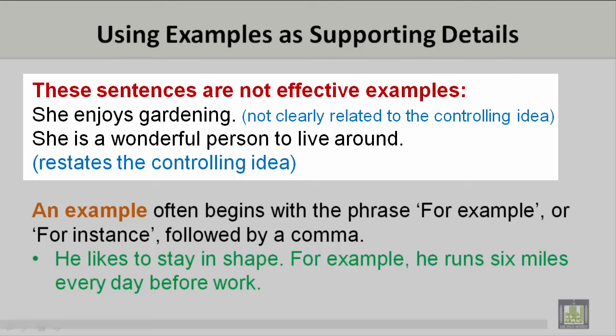"She enjoys gardening." This is not clearly related to the controlling idea. "She is a wonderful person to live around." This just restates the controlling idea.